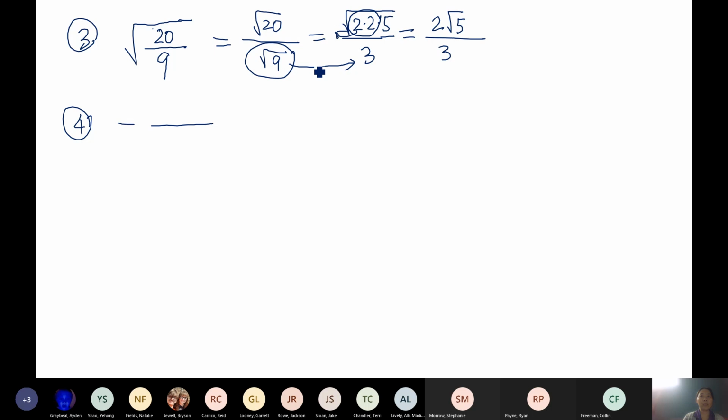But sometimes, what if we have a radical in the denominator? In this case, luckily, 9 is a perfect square. After I take the square root of 9, I just end up with a 3. It's a perfect square. But what if it's not a perfect square?